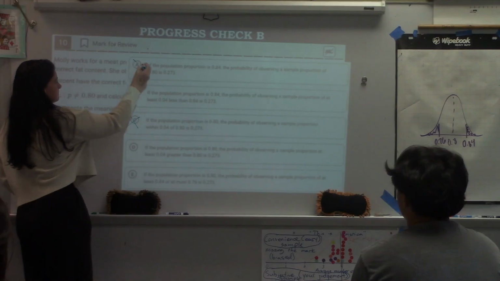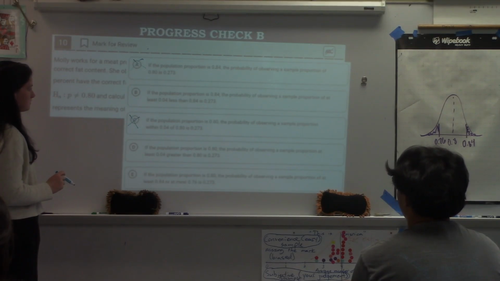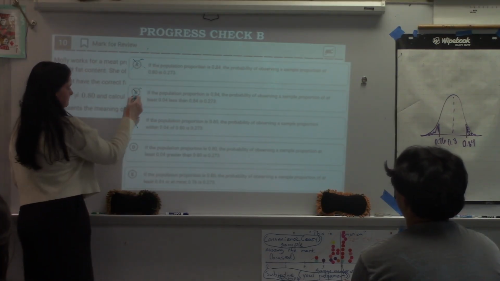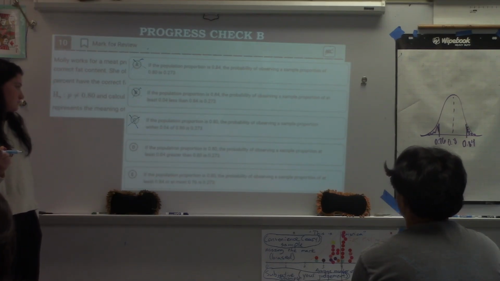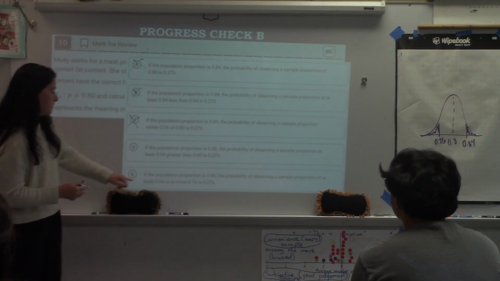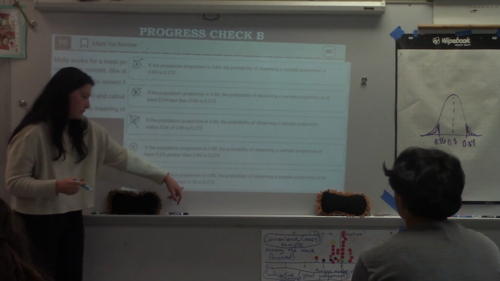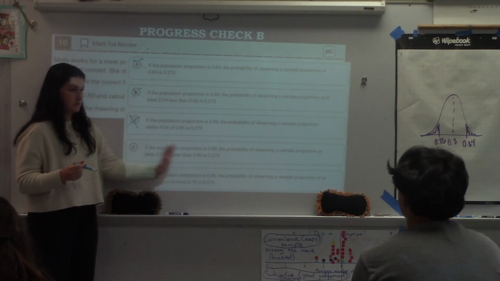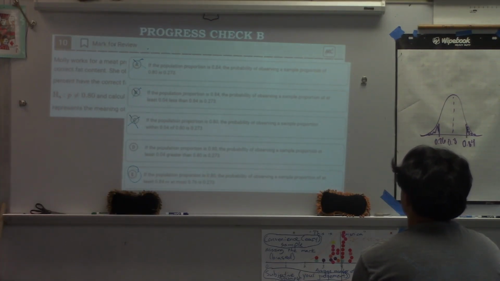No. And it's not B or E... it's E. Why is it E? It has to be E because it's outside the interval that we have around 0.8. Yes. Because it's saying at least 0.84, so 0.84 or greater, or at most 0.76, so 0.76 or less. So yeah. Most common was C and D.